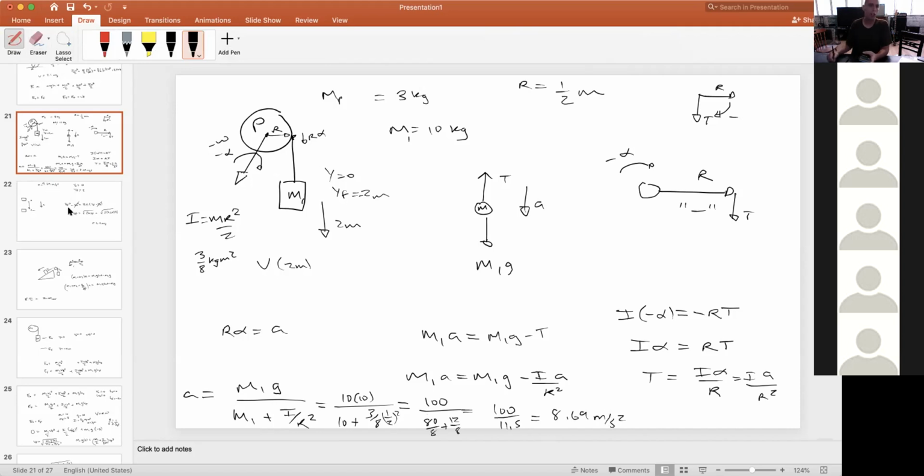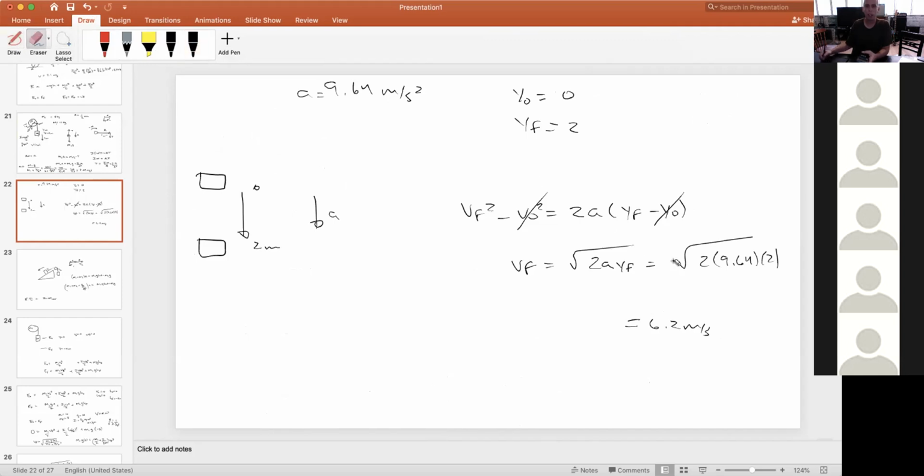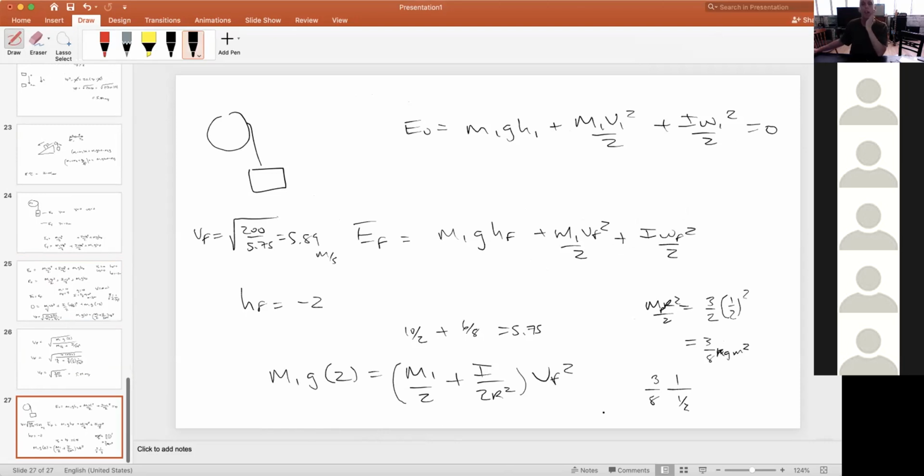meters per second squared. And when I come to here, if I plug in 8.69, square root of 4 times 8.69 is 5.89, which is exactly what I found before. Sorry for messing that up, you guys. As you can see, though, this answer is exactly the same as the answer I got doing the energy.